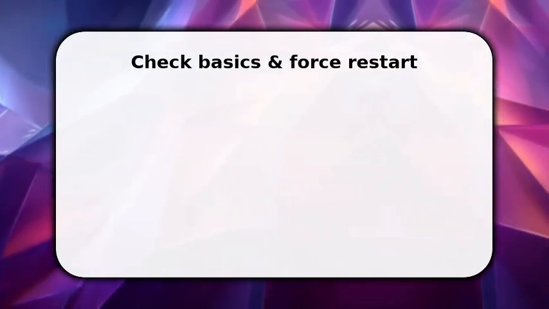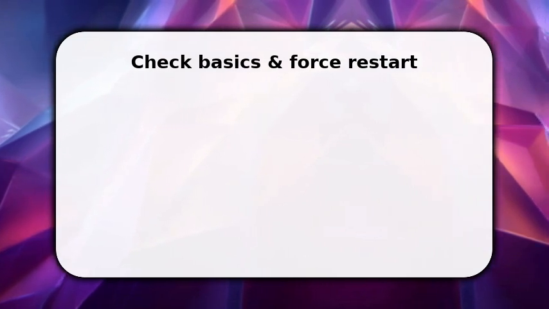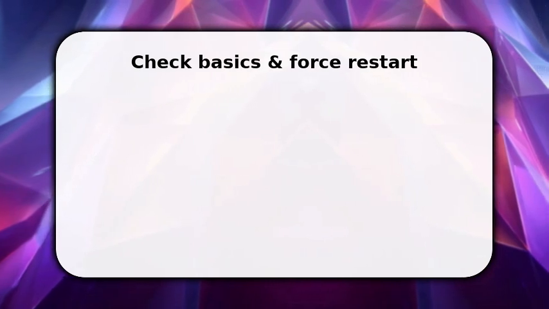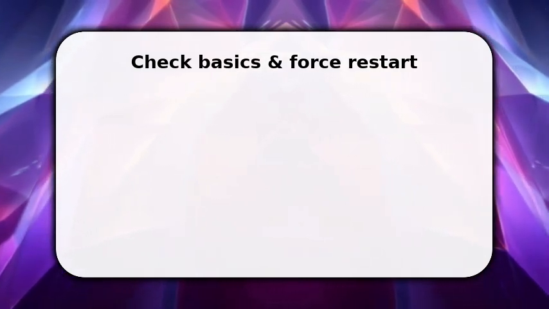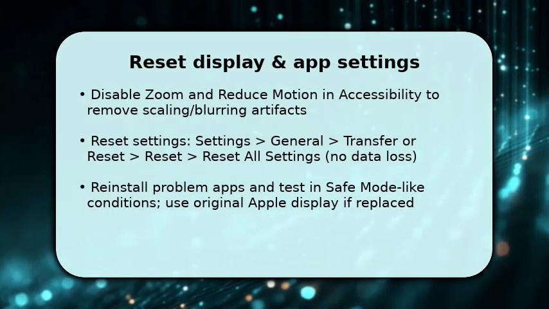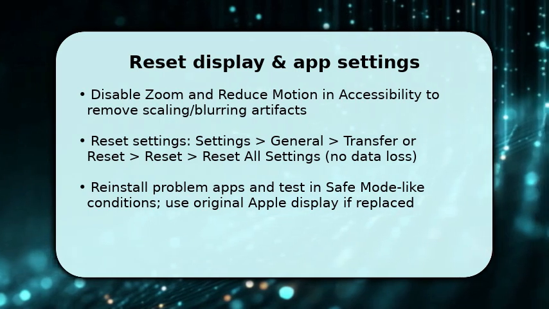Make sure you have a current backup to iCloud or Finder before moving to resets, and keep the device charged above 20%. Now you dig into display and app-level causes. Open accessibility and turn off zoom and reduce motion because they can scale content and create blur.